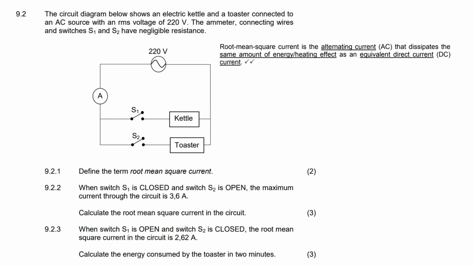It's not that popular. When the switch S1 is closed and S2 is open, that means this part of the circuit is completely invalid. The maximum current in the circuit is 3.6. Calculate the root mean square current. Okay, so that's very easy.